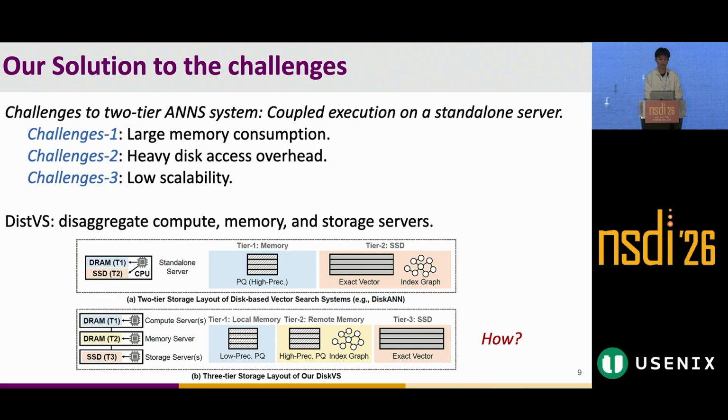So we found that there are several challenges for this kind of two-tier ANN index. The first one is large memory consumption. The second one is heavy disk access overhead. And finally is low scalability. This is all because we couple the execution on standalone servers. So for DistVS, we propose to disaggregate everything: the compute server, the memory server, and the storage server, into different servers. Next, the question is, how do we disaggregate them?